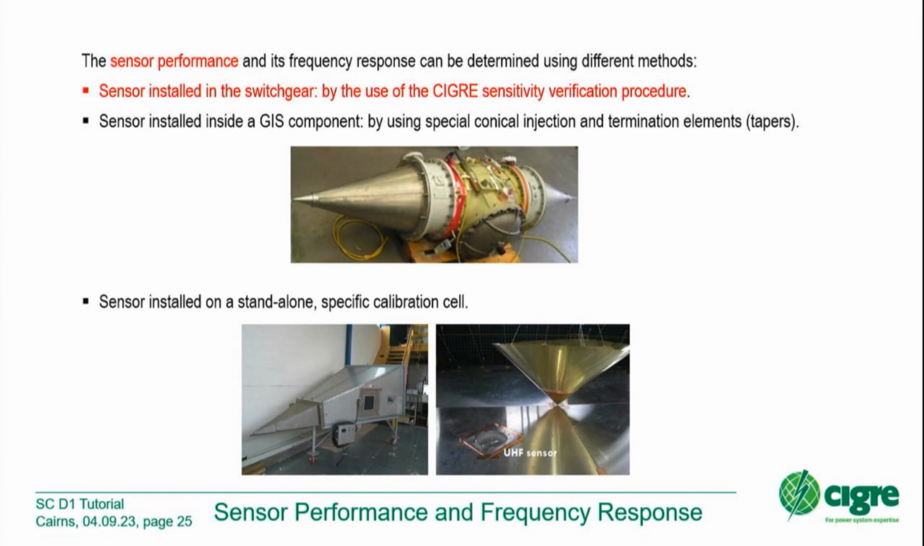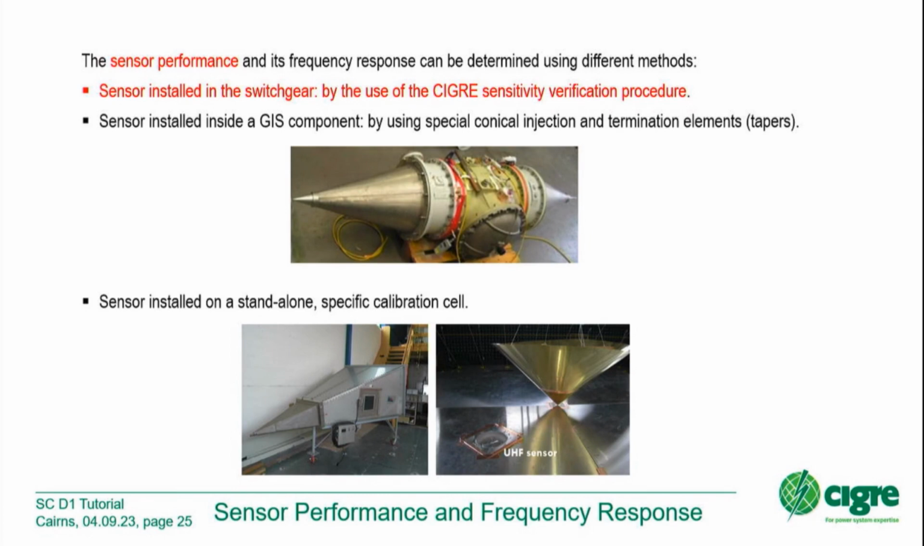performance. So what is the antenna factor of your designed antenna? What is the frequency range of your antenna? And therefore, you can install such a sensor in this type of defect. Special conical tapers are used on both sides. Signal injection on the left-hand side, on the right-hand side you have a termination with the surge impedance, and you can measure the frequency range and the antenna factor of the UHF sensor.